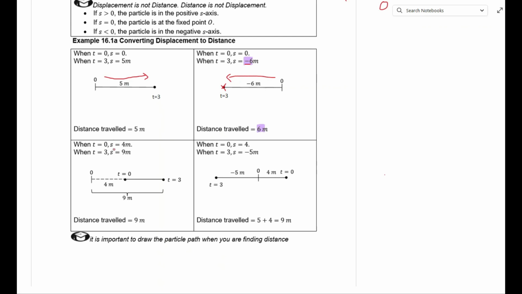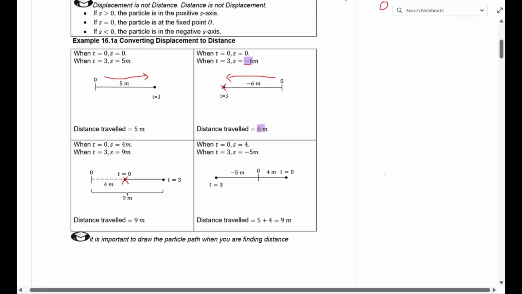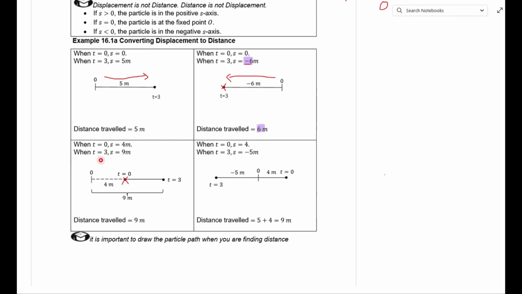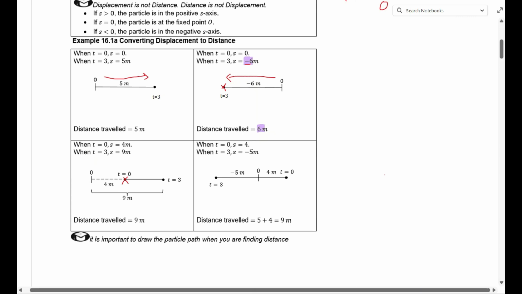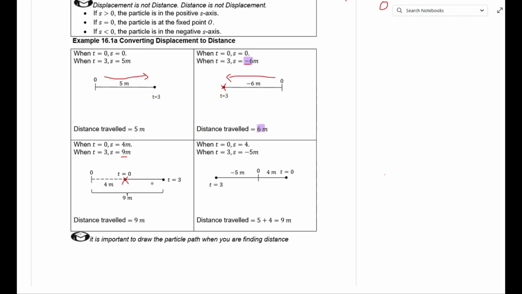Next, when t equals 0, s equals 4 meters. This means that the particle starts off 4 meters away from our fixed point O. Therefore, our particle starts off here, while our fixed point O is actually here. And then when t equals 3, s equals 9 meters. Note that this 9 meters is with respect to our fixed point O, because that's what displacement is. It's always with respect to our fixed point.